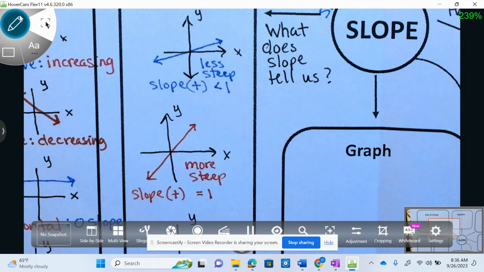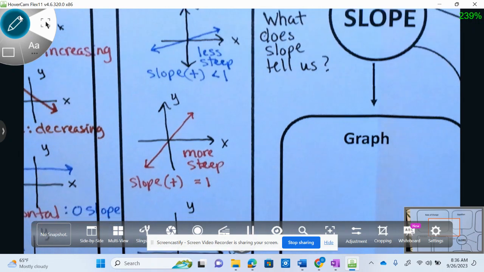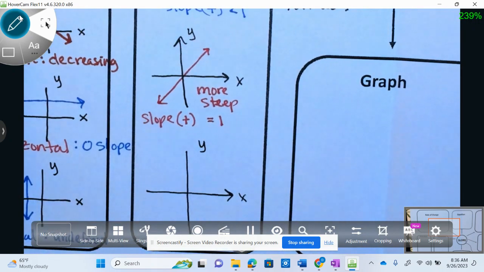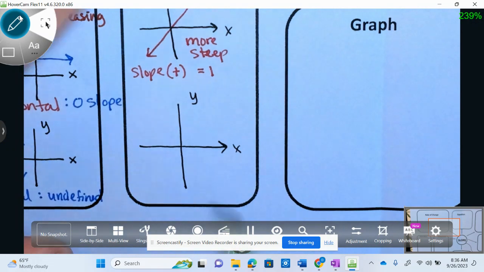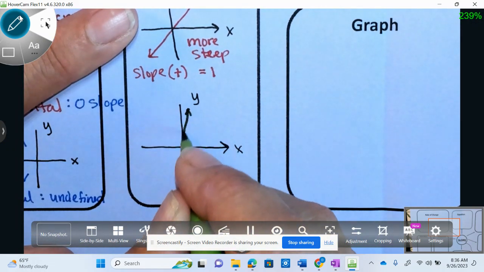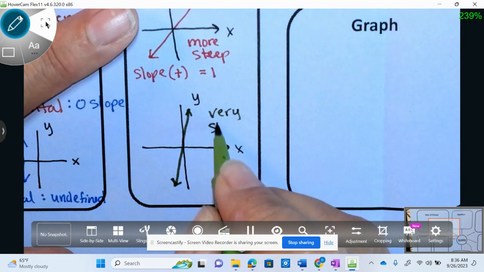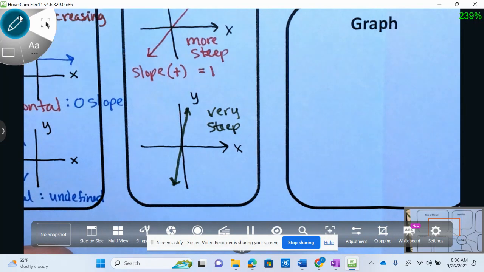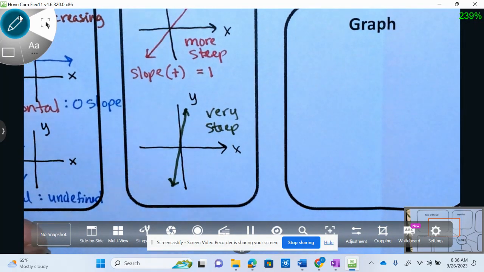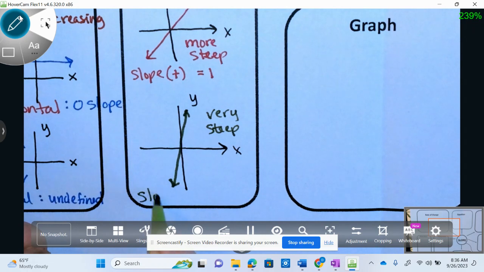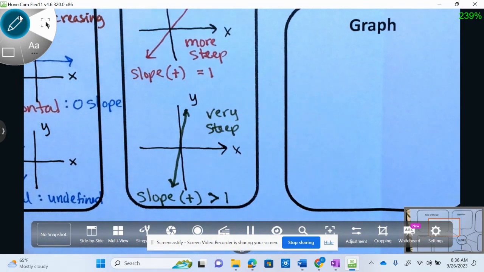And then we said anything larger than 1 has a much steeper slope, right? A much greater slope. So we'll do one that's very steep. So a positive line that's very steep, that's something like this, right? This is very steep. Like if you were climbing up that, if you think about being a hiker, that'd be almost impossible to climb up, right? So here's your slope. It's still positive, but this is definitely greater than the number 1.